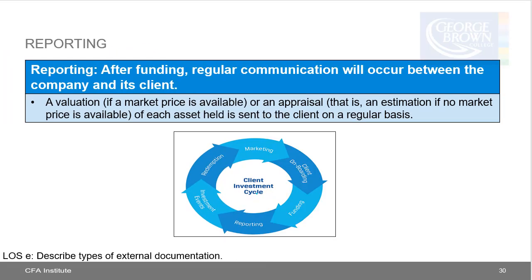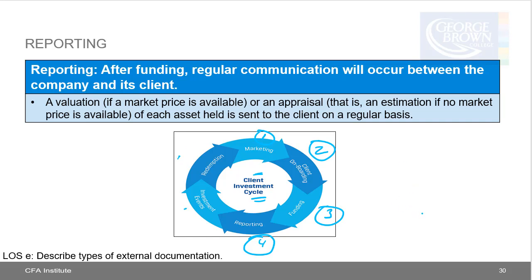Okay, we're working our way through external documentation, working through a client investment cycle, looked at some of the marketing documents before a client is onboarded, KYC documents, etc., investment policy statement, documents regarding funding, and now we're looking at documents regarding reporting, and then you can see we're going to finish off with documents regarding investment events and redemption, okay? But anyhow, getting on to reporting.